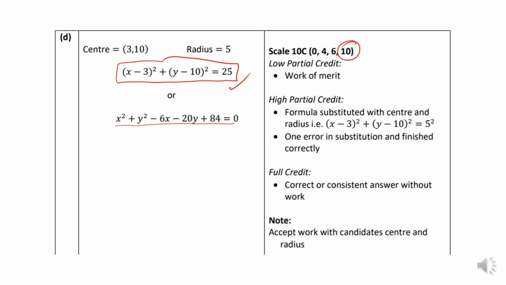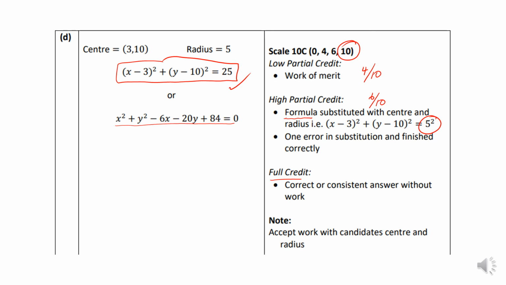Okay, so you will get 4 out of 10 for work of merit. Now what that means, you write down the formula, or you state the centre or the radius. You get 6 out of 10 if the formula is substituted. So we do have to square out the 5 squared to get 10 out of 10. If you made one mistake in your substitution but finished everything else correctly, you get 6 out of 10.